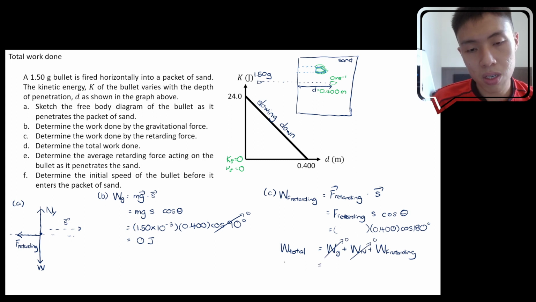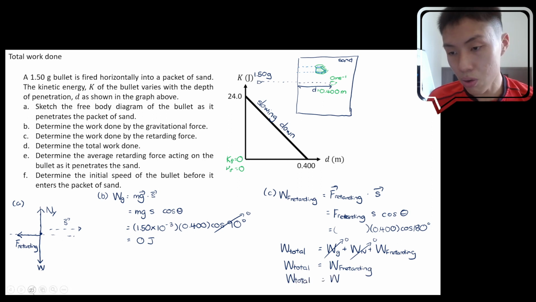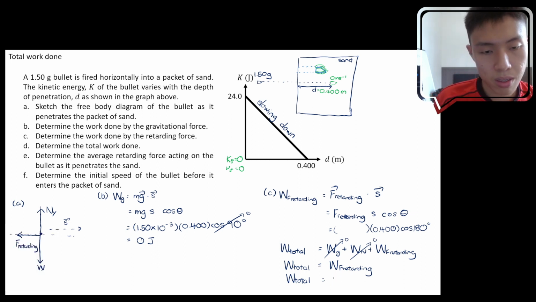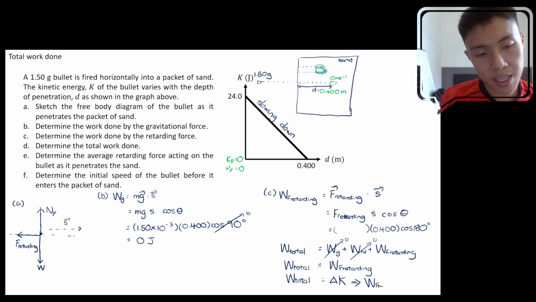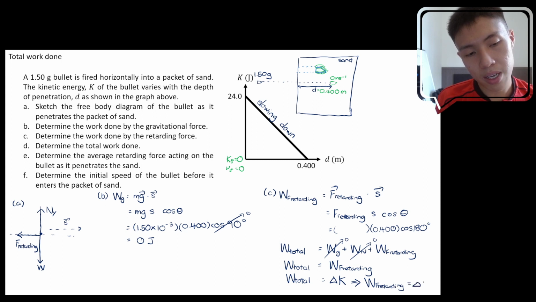Therefore, our work total will later be equal to the work done by F retarding. This is very important because it allows us to make the statement that, because work total is also equal to work done by F retarding, work total is also equal to change in kinetic energy. Due to the work energy theorem, we can come to a conclusion and say that the work done by the force retarding here will be equal to delta K.